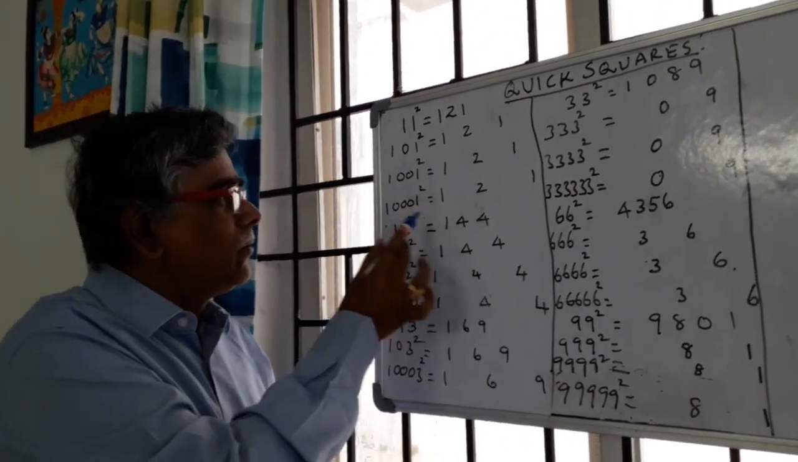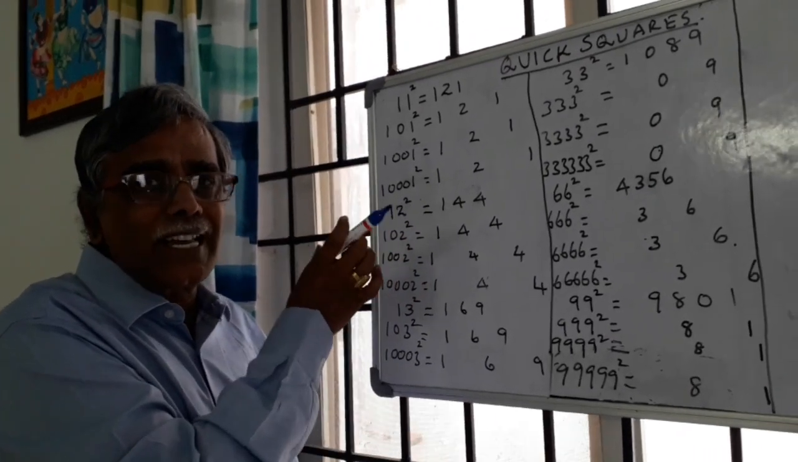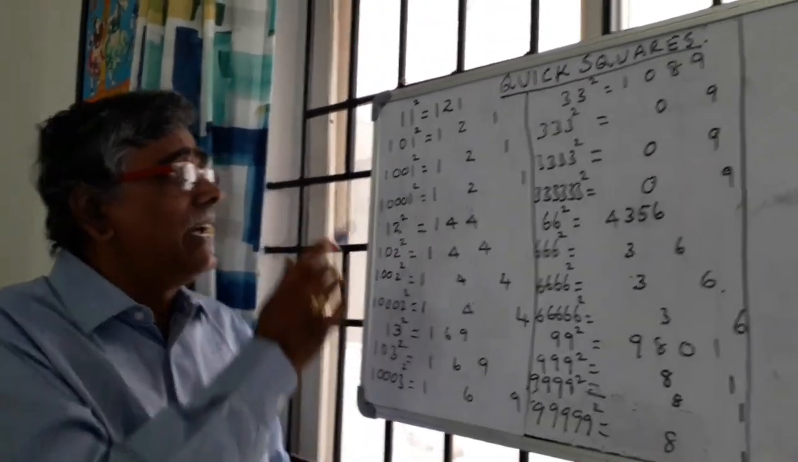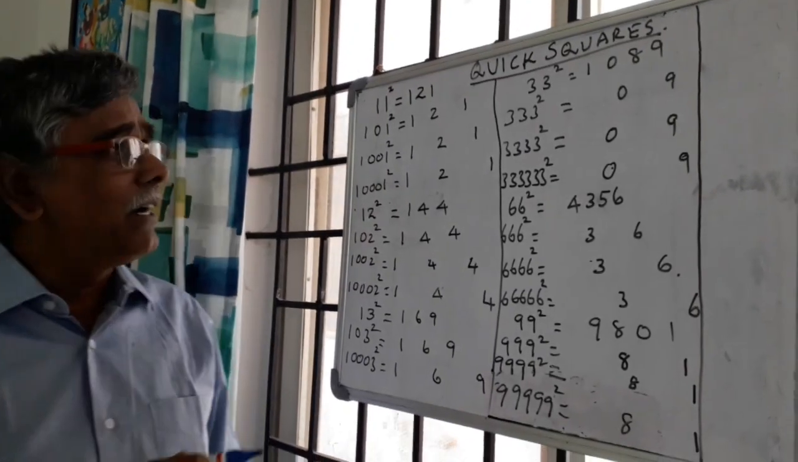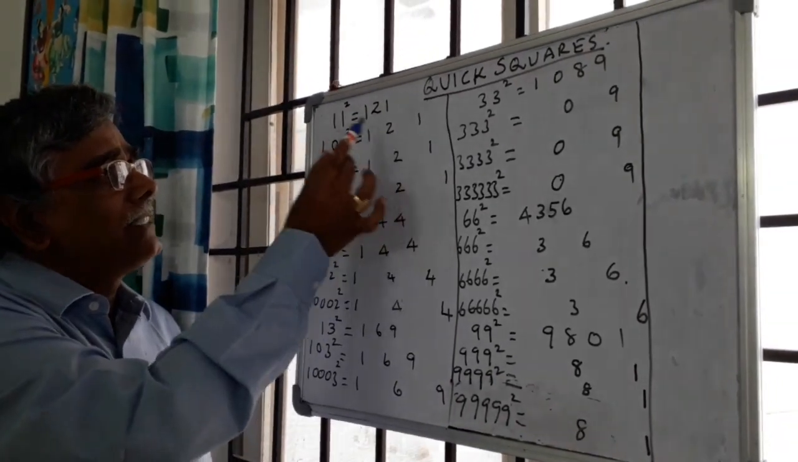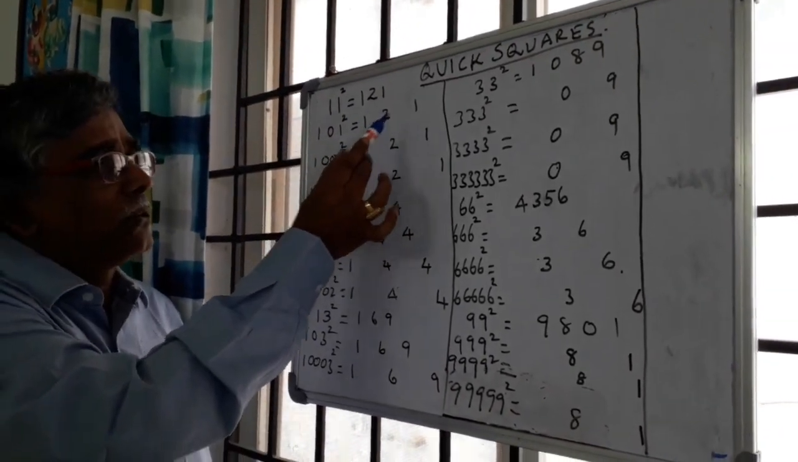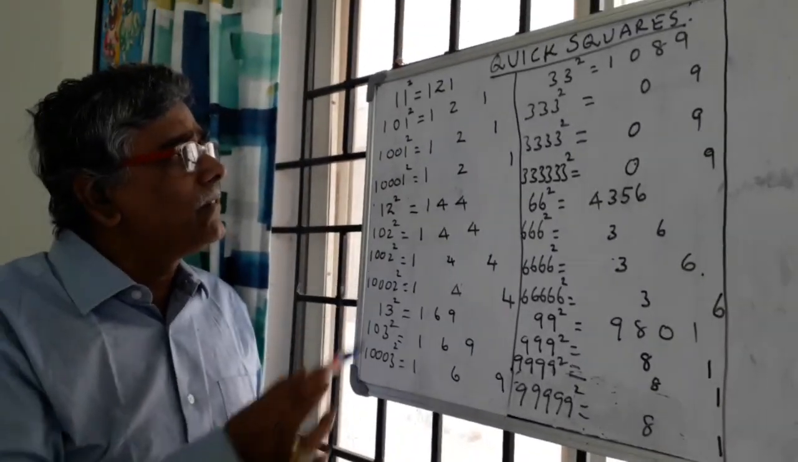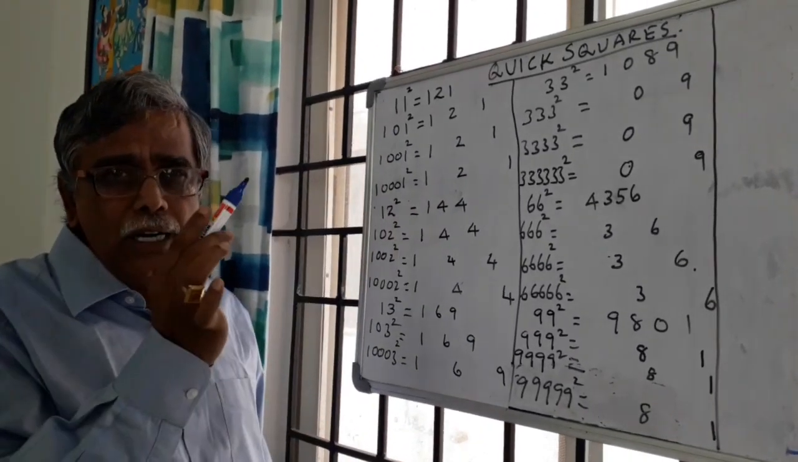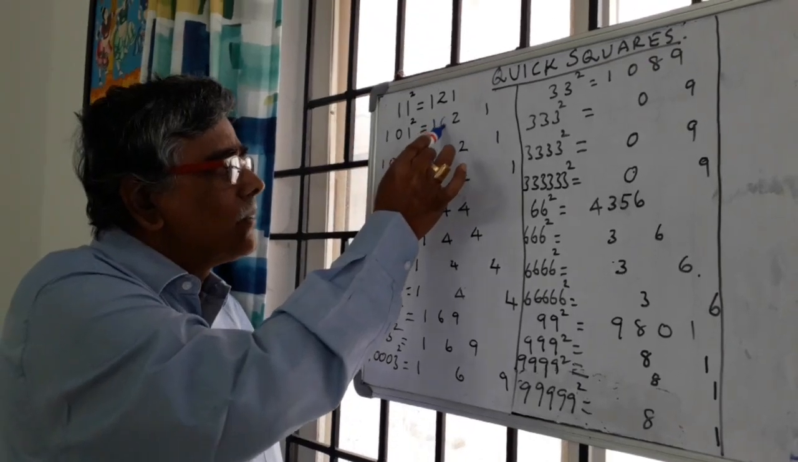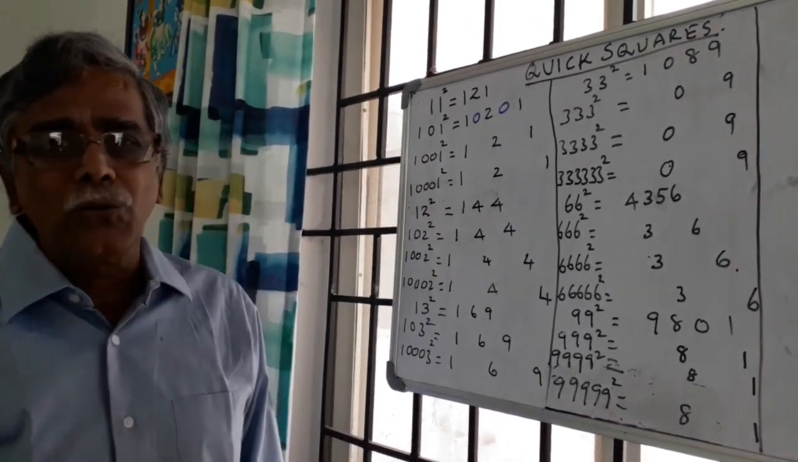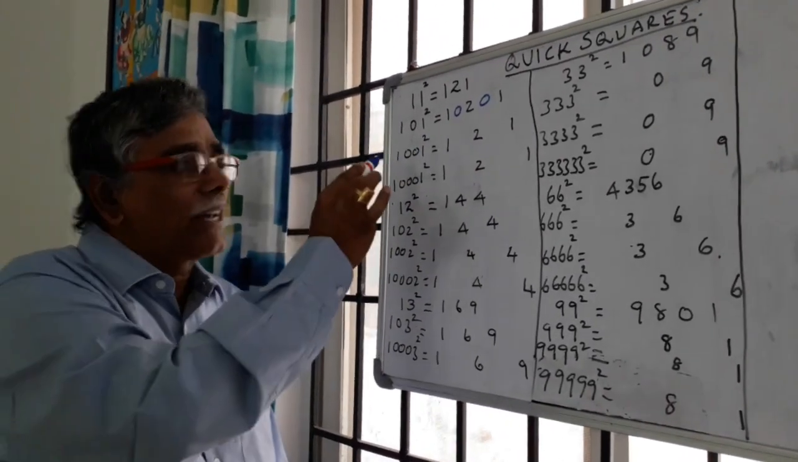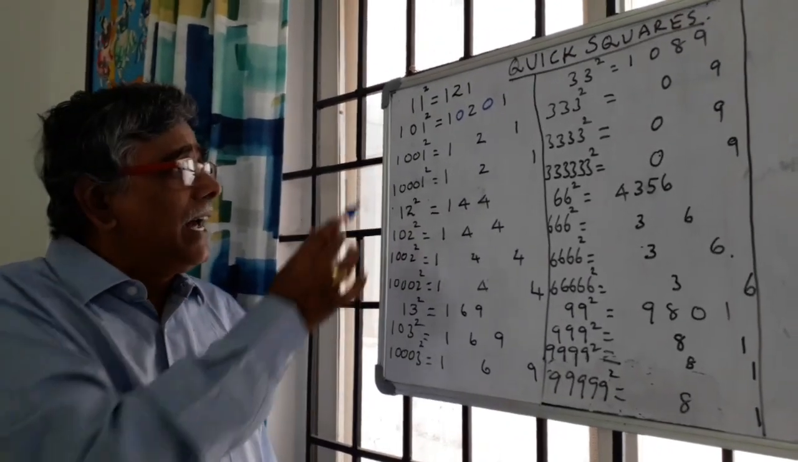That is, in between two ones, how many zeros are there? That we have to bear in mind. Here 101 square is nothing but you put 1 to 1, which is 11 square. How many zeros in between these two ones? Only one zero. You put one zero in between them. 10201 is nothing but square of 101.